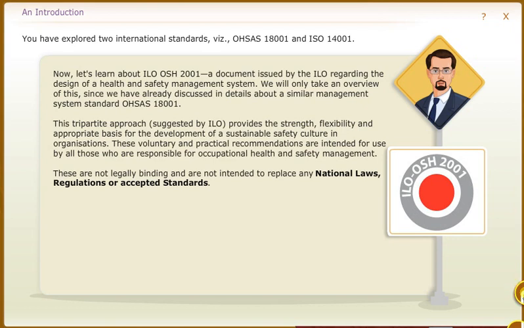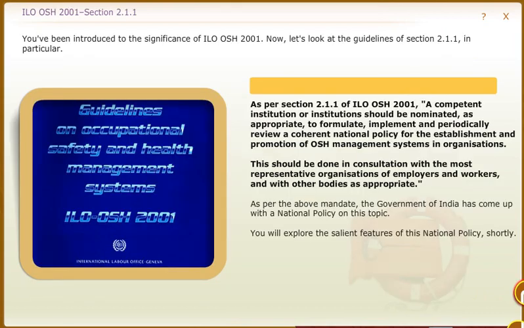This tripartite approach suggested by ILO provides the strength, flexibility, and appropriate basis for the development of a sustainable safety culture in organizations. These voluntary and practical recommendations are intended for use by all those who are responsible for occupational health and safety management. These are not legally binding and are not intended to replace any national laws, regulations, or accepted standards. You've been introduced to the significance of ILO-OSH 2001. Now, let's look at the guidelines of Section 2.1.1 in particular.